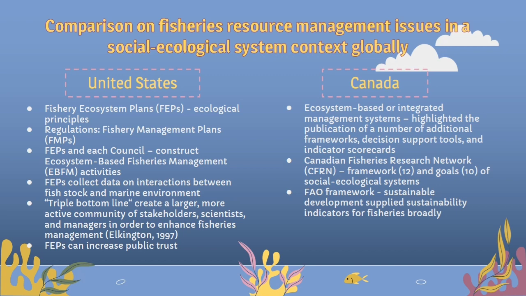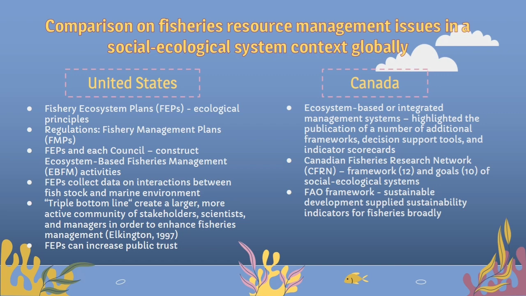The statement using a triple bottom line creates a larger, more active community of stakeholders, scientists, and managers in order to enhance fishery management. A fishery ecosystem plan can increase public trust.